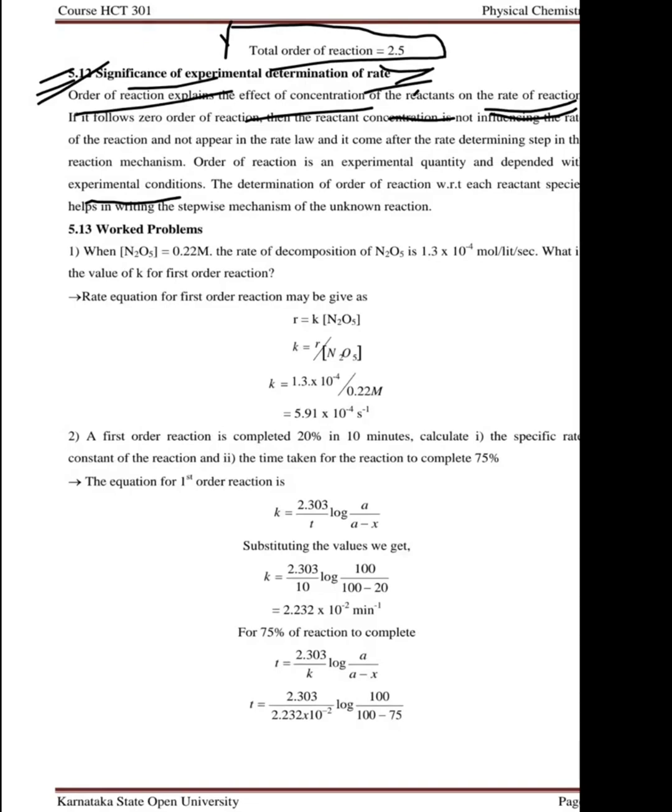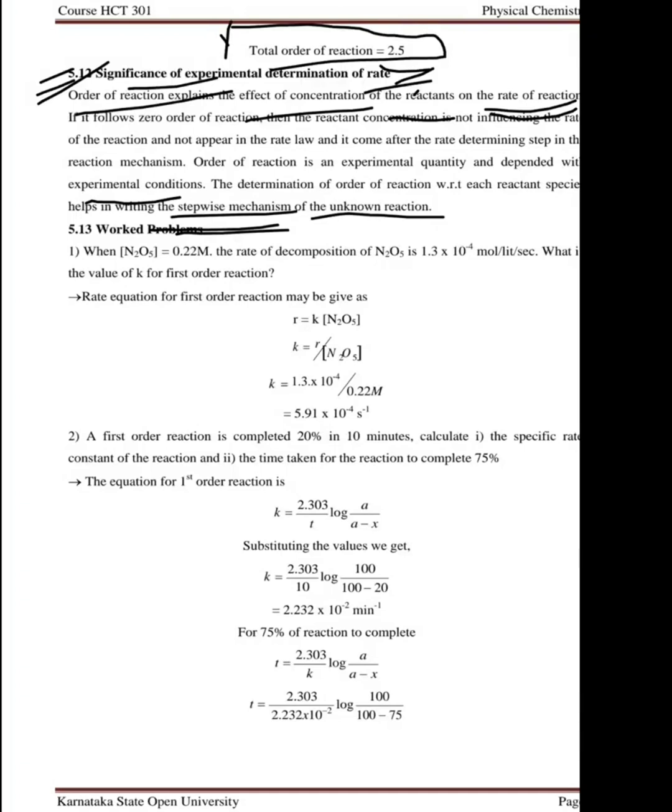And further, the determination of order of reaction with respect to each reactant species helps us determine the stepwise mechanism. For whatever unknown reaction is taking place, we can identify the stepwise mechanism. These are the important significances of the experimental determination of the rate.